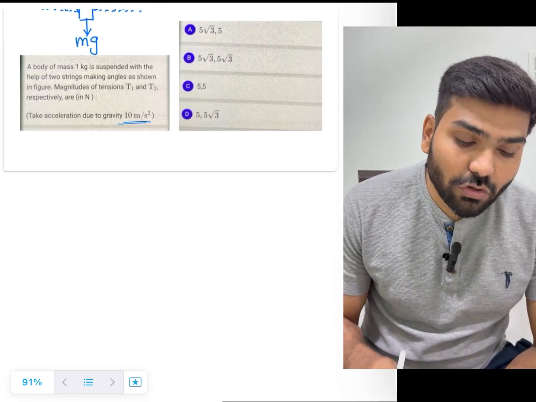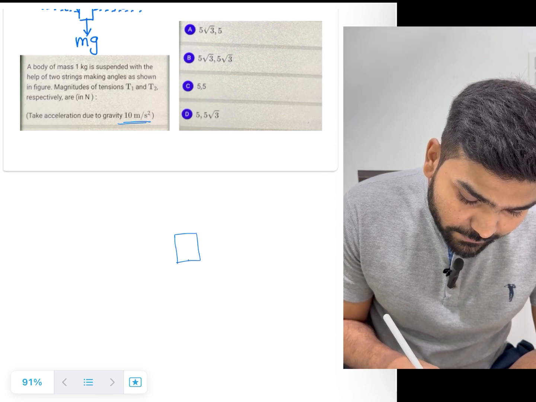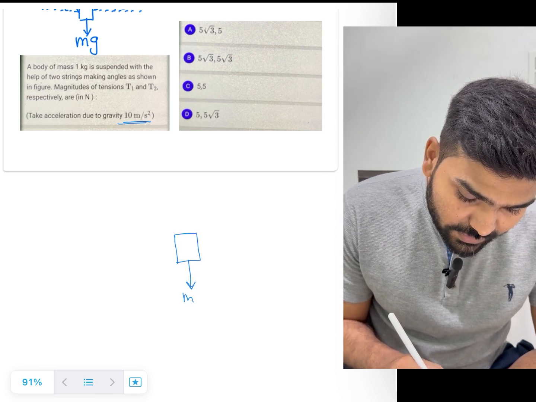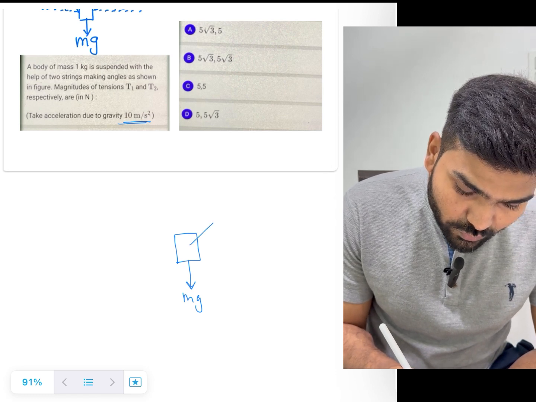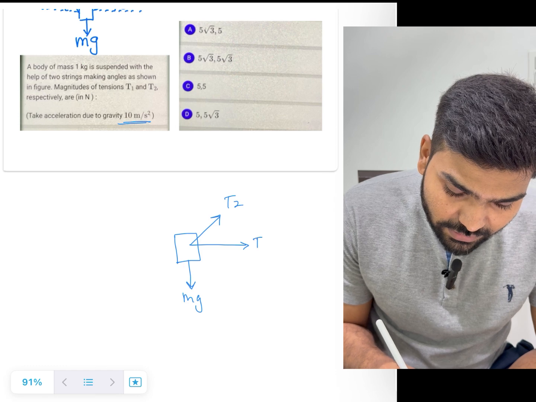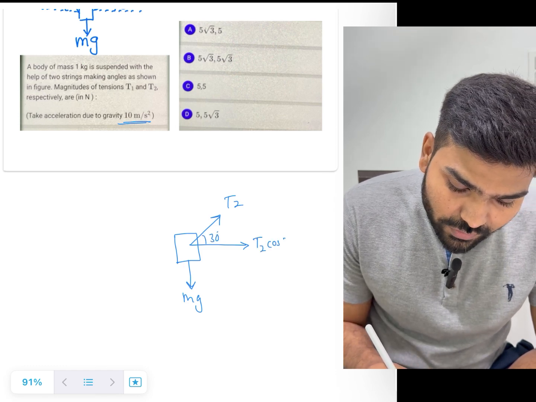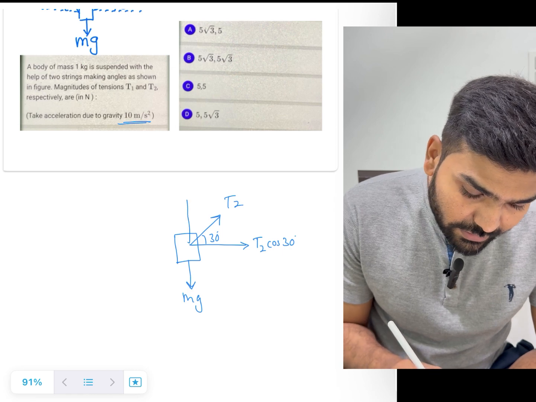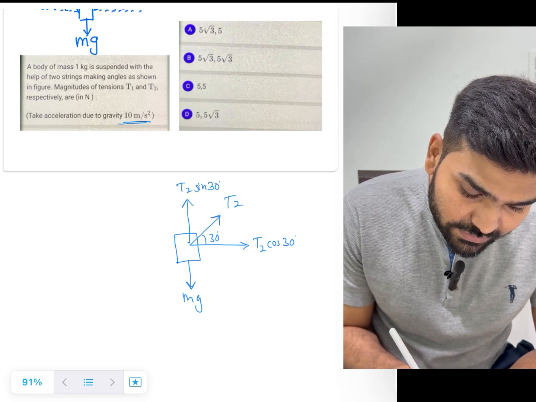So let us first draw the free body diagram of this object. So here is the object. Downward force is mg. This T2 is having an angle of 30 degrees, which means this will be resolved as T2 cos 30 degrees in the horizontal direction, and in the vertical direction it will be T2 sine 30 degrees.